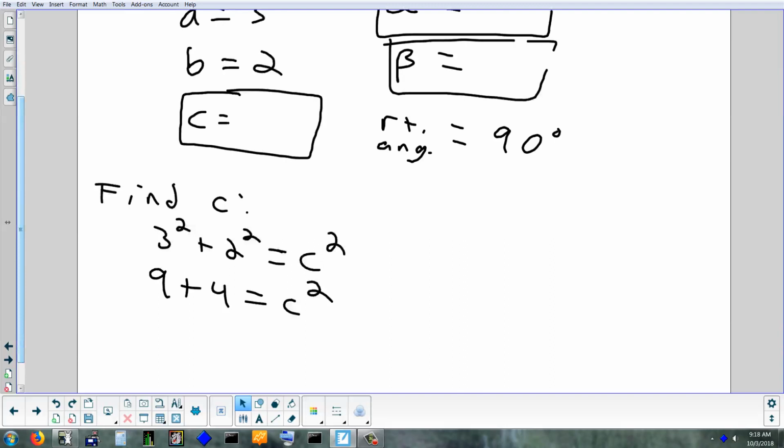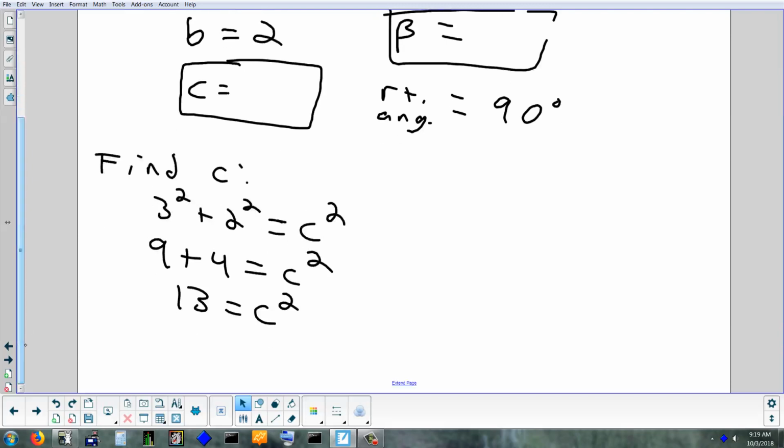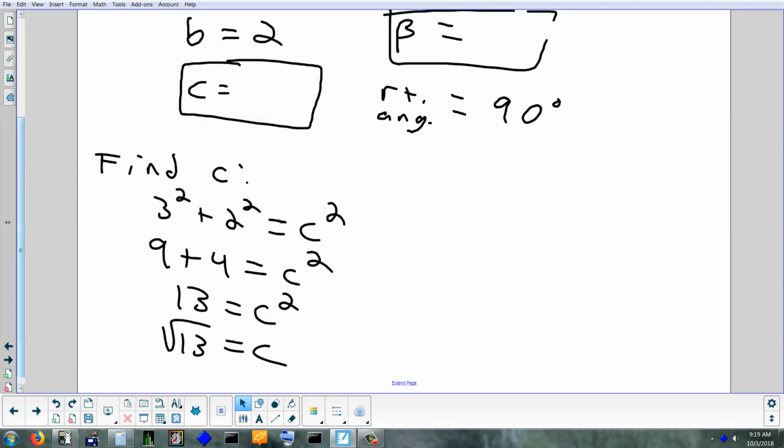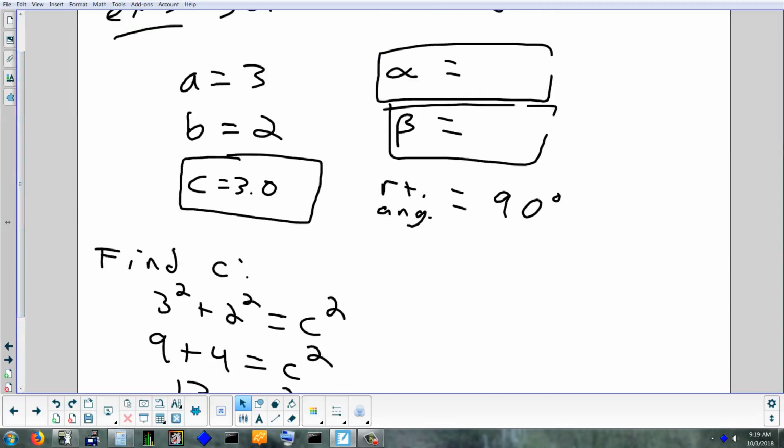So I get 9 plus 4 equals c squared. 13 equals c squared. And Eric, how do I get c? The square root of 13. Which I'm going to type in and round off. So it's about 3.606. Now, Ephraim, am I going to use that 3.606 to find alpha?